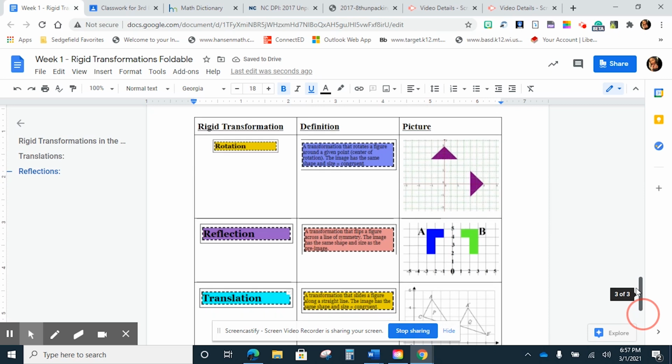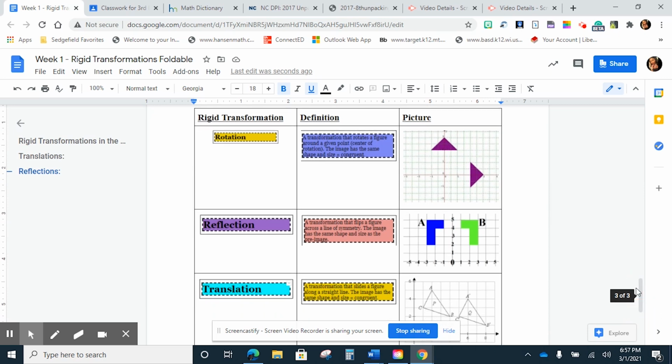And so this is an example of our drag and drop application. Pretty basic, where you are identifying your definition with your rigid transformation and picture.